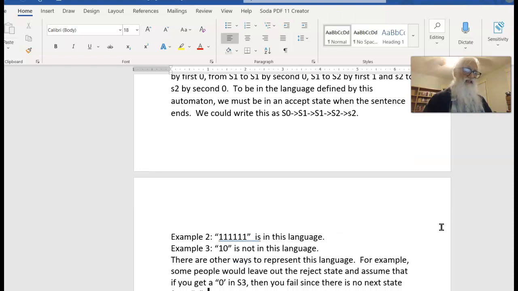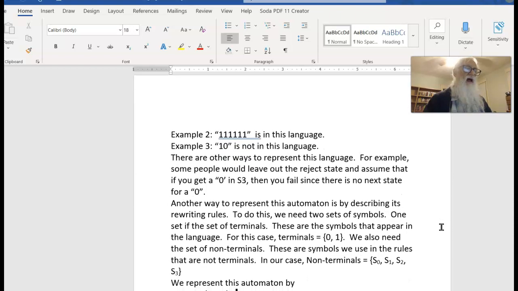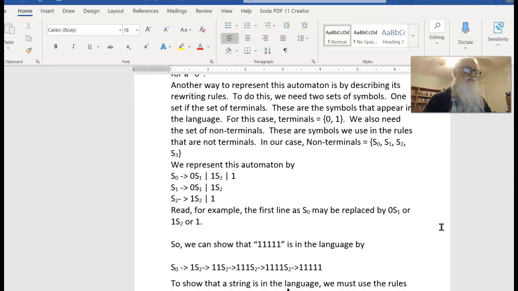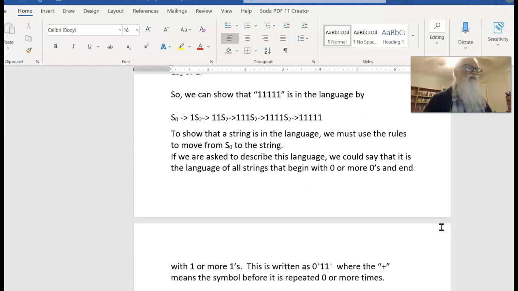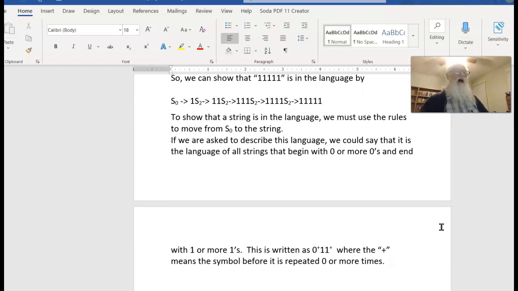So this language, let's see how I put it. It's all strings that begin with 0 or more zeros. Now that's a funny way of putting it. I should have said with no zeros or more zeros, and then with 1 or more 1s. It has to have at least one 1.